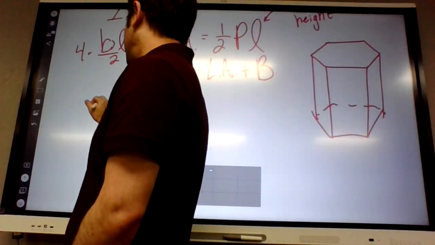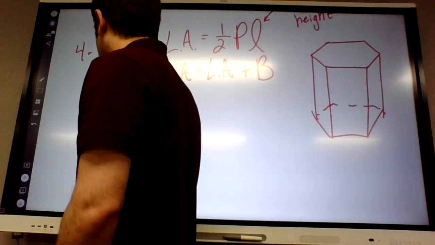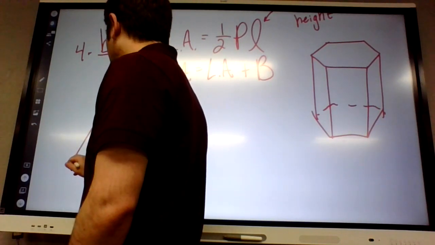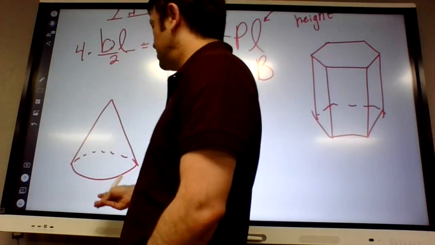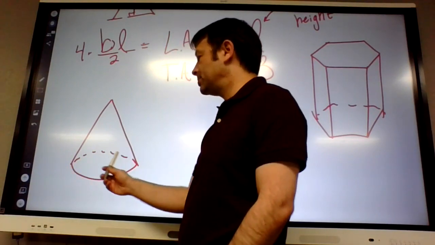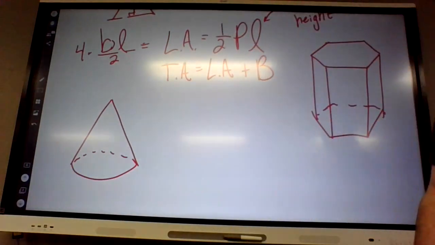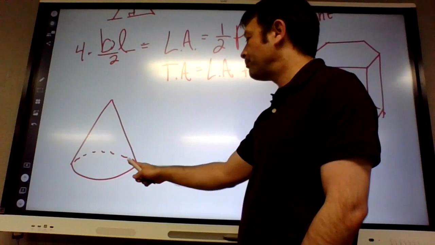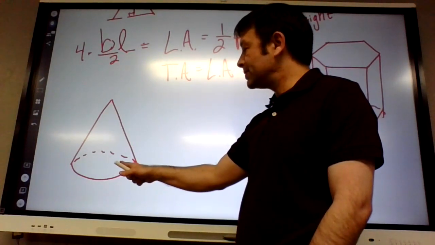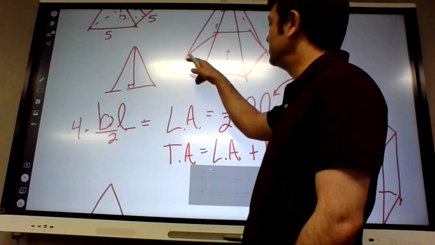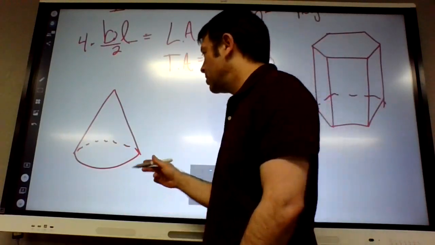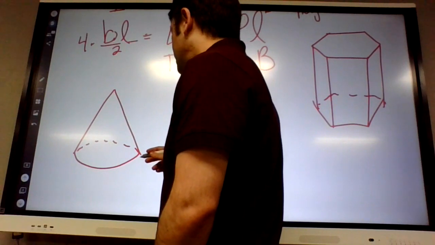We're also doing cones, because cones and pyramids are kind of the same thing. What's the difference? They both come up to one point, but cones are circular on their bases, and pyramids are polygonal. So they have straight edges. That makes it a pyramid. This makes it a cone.